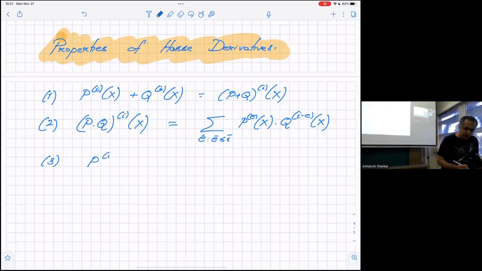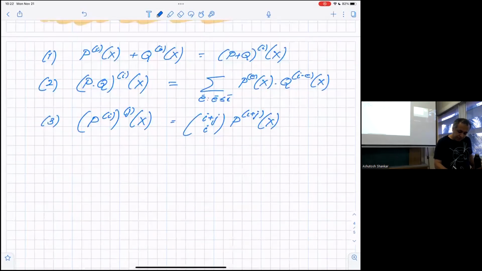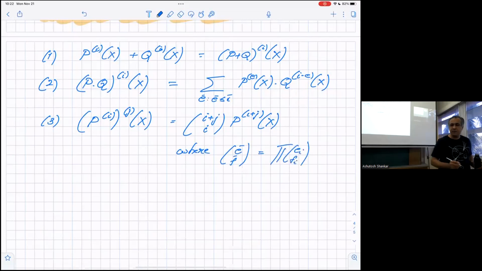Suppose I have the ith order derivative of this one, and then I take the jth order derivative. In the usual notion of derivatives, this will be (i plus j choose i) times the (i plus j)th derivative of x. I have to define what I mean. In general, if I have two vectors, E bar choose F bar is defined as the product of E_i choose F_i.